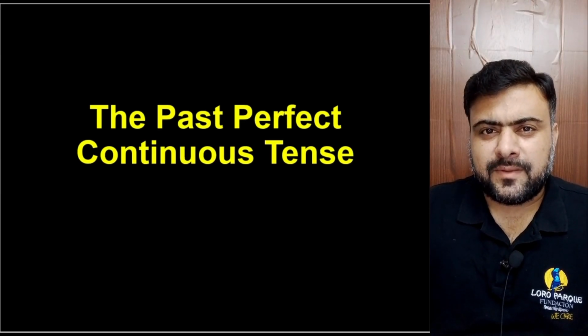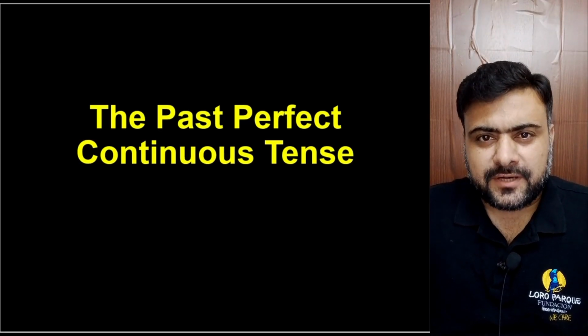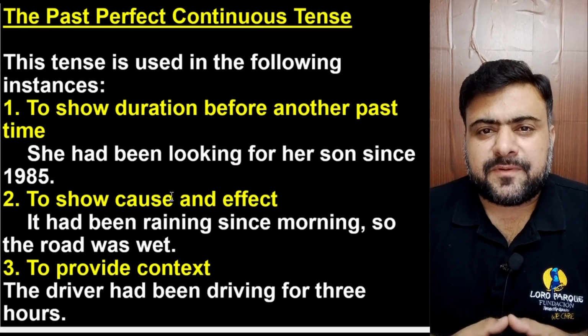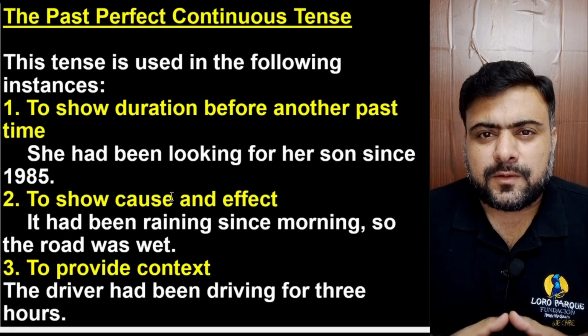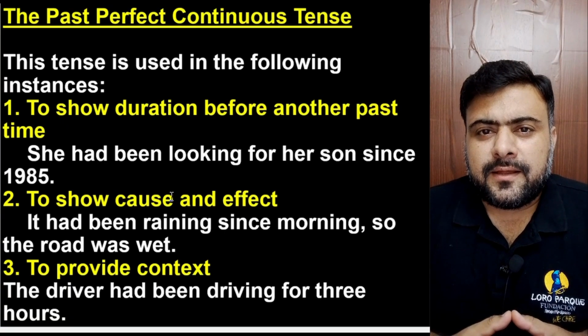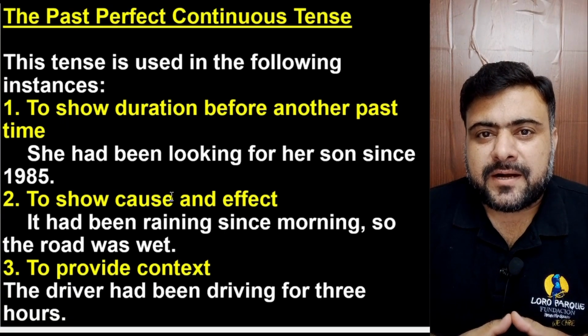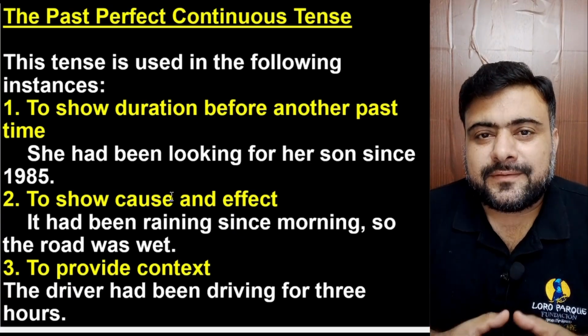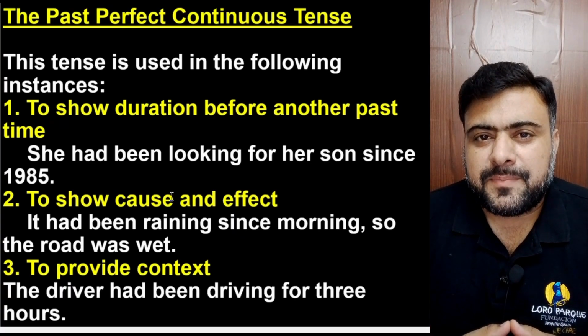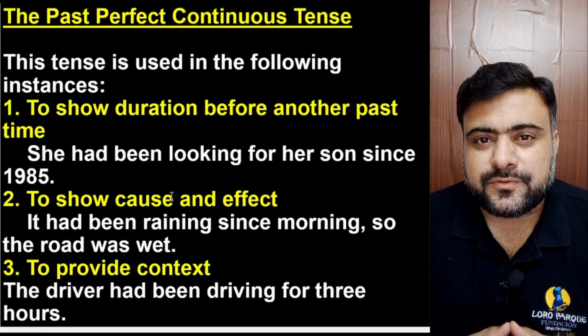This is Abdul Salam, and in this video I'm going to talk about the past perfect continuous tense. So let's start the video. The past perfect continuous tense is a tense in which we show some action in the past as continued. This tense is used for the following purposes in the following situations.